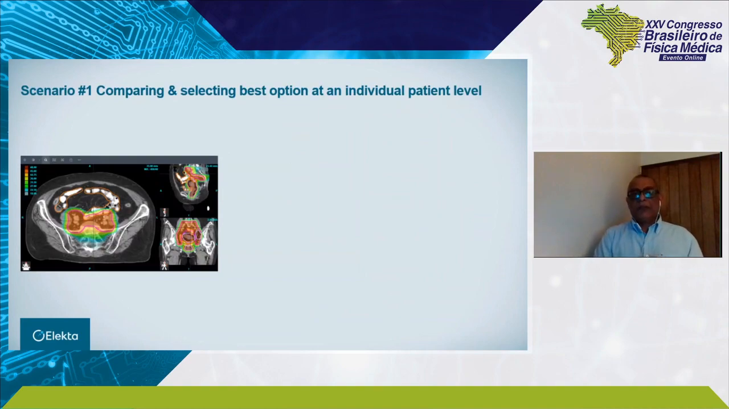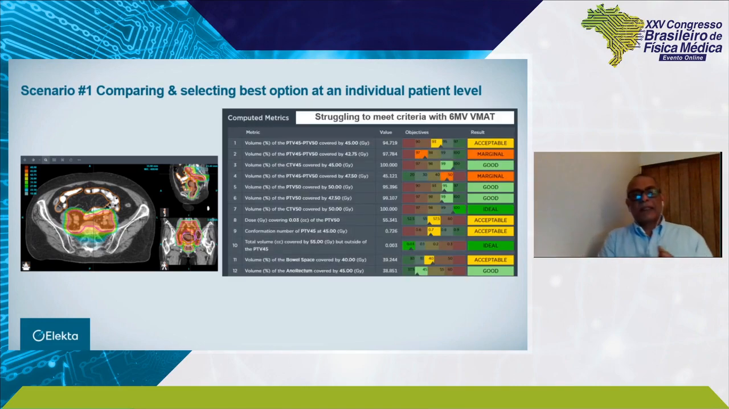Now, let me give you the first scenario, something very straightforward: comparing and selecting the best option at an individual patient level. You can do it in your planning system. Let me take a prostate case like this, where maybe you have decided to look at how best to treat the patient, and you're seeing one result. You look at the scorecard and the number of acceptables or marginals, as if you were to plan this with a 6MV VMAT, and maybe you want to try a different option, you can.